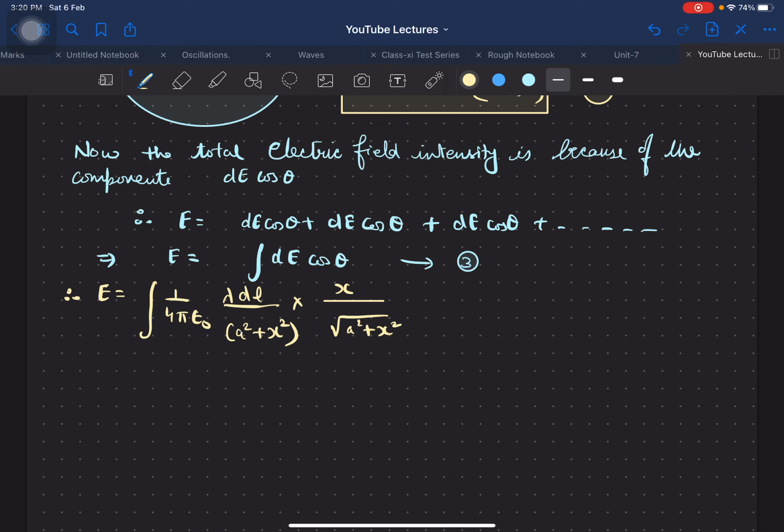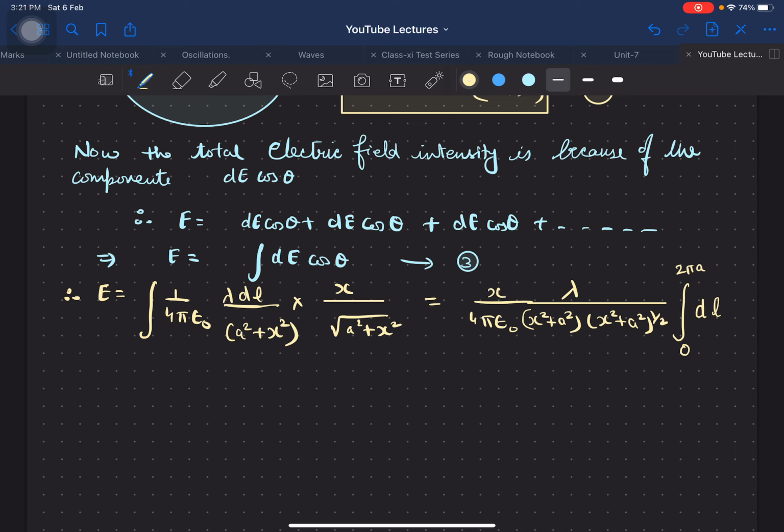Now taking the things out of the integral which are not the variable terms, so we have x upon 4 pi epsilon naught (x square plus a square) into (x square plus a square) raised to power 1 by 2, and lambda is to be taken out of the integral because it is a linear charge density and is uniform. Therefore we are left with the integral of dl, and we know the length dl will change from 0, that is no length under consideration, up to the total length 2 pi a.